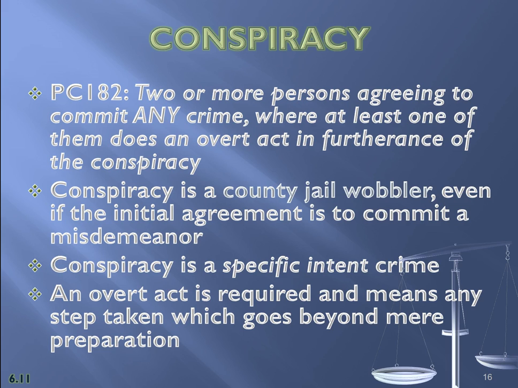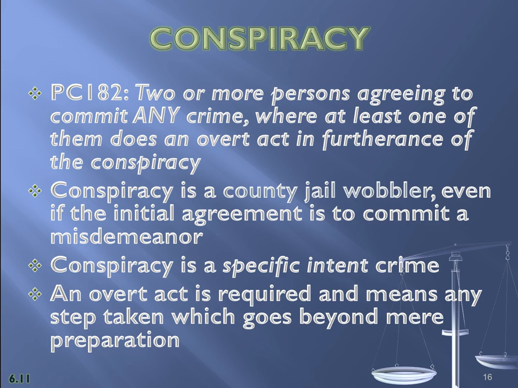Conspiracy is a specific intent crime, and we've learned about general and specific intent. The overt act that we're talking about is required and means any step which goes beyond mere participation. So, a quick review on that. Conspiracy is defined as two or more persons agreeing to commit any crime where at least one of them does an overt act in furtherance of the conspiracy. The term overt act means any step taken or act committed which goes beyond mere planning or agreement to commit the crime.